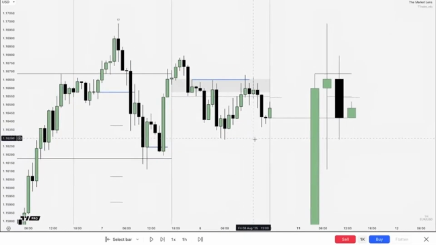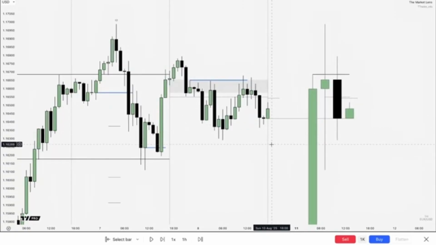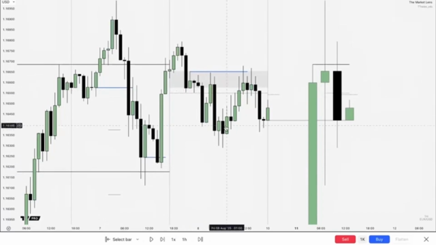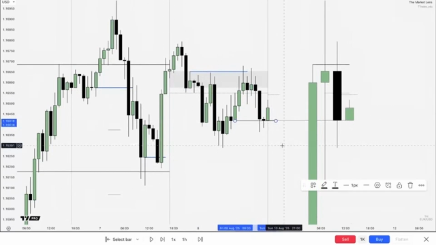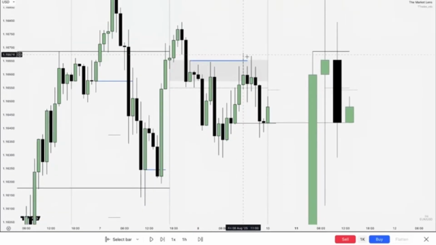Now I want to take a look at this because going into this next day, I want to see where my protected swings are. So if you take a look, do we have any protected swings? Well, do we close below this level here? And if we zoom in and take a look, we do not. So this level does not form a protected swing. So there is no protected swings going into this day.